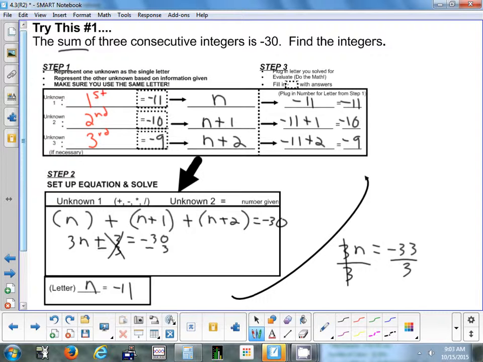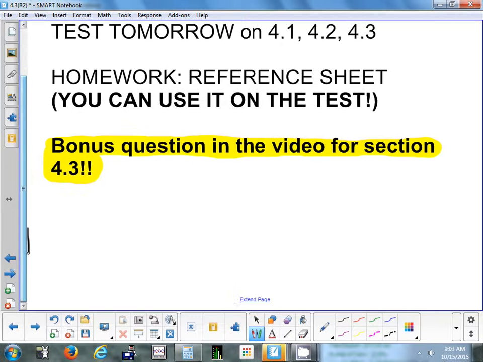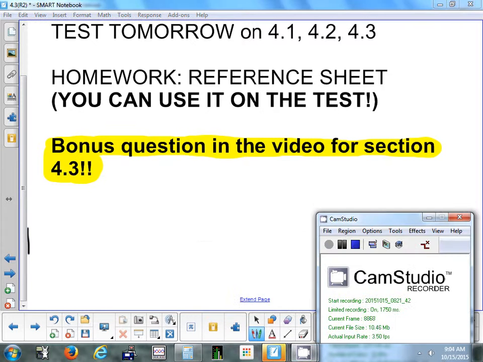All right, so a couple reminders and a chance to get some bonus points. Okay, so tomorrow we have our test. We're going to give you guys a reference sheet. You can use the reference sheet on the test. And there's going to be a bonus question at the end of this video. If you get it right, put your answer on your reference sheet, and put it on tomorrow's test, you're going to get 5 extra points. So check the video tonight for the bonus question.